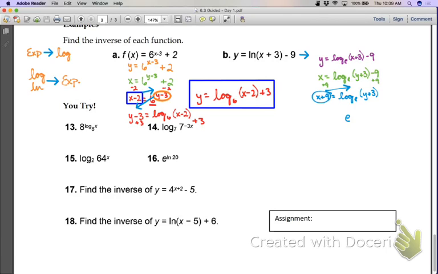This goes over to one side. The whole thing comes over. So it's going to be e to the x plus 9 power on the right, and it's going to be y plus 3 on the left. Now, am I finished? Nope. What's the last thing I have to do? Subtract the 3. So I'm going to have y equals e to the x plus 9 power minus 3.